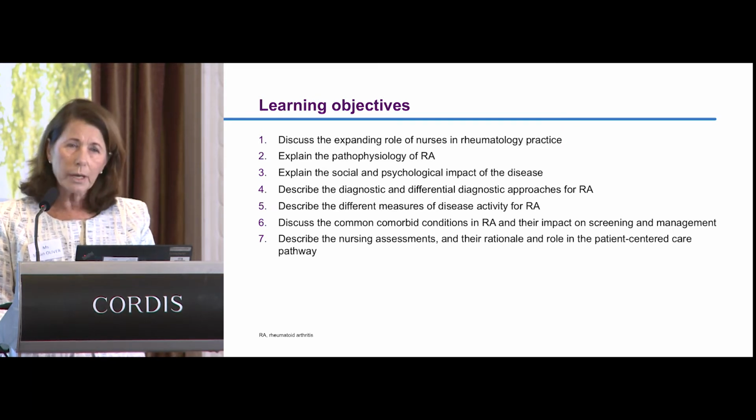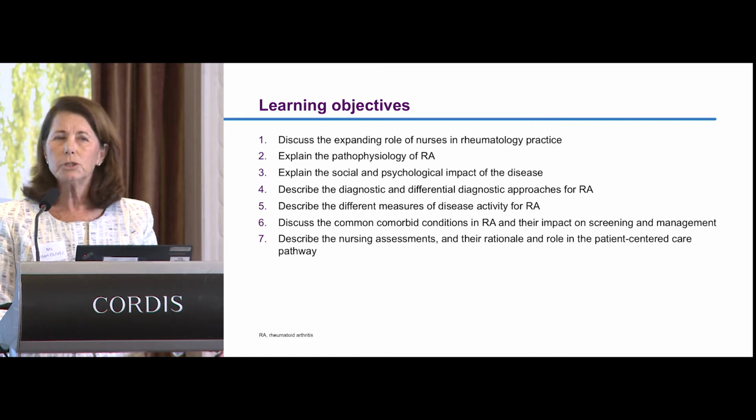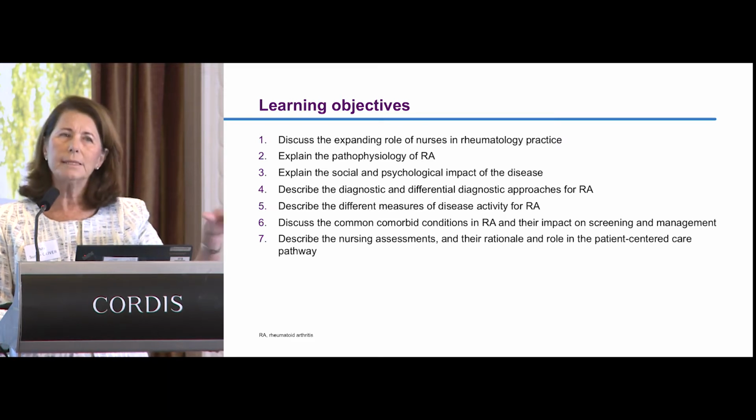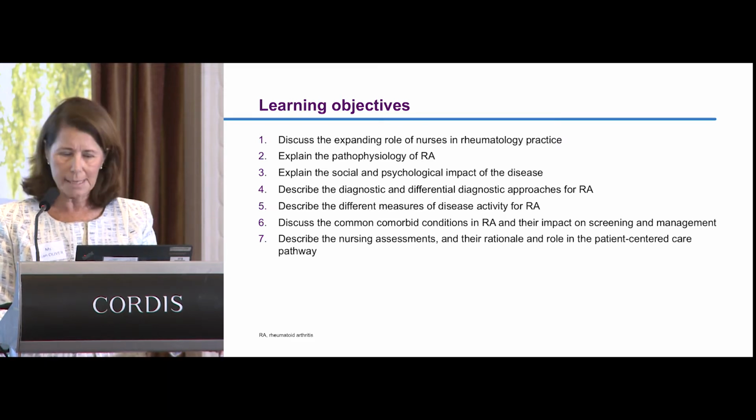And then we are also going to look at some of the different measures of disease activity for RA and discuss some of the issues about comorbidity and their impact on screening and management. And really, all of that is talking about how we assess all of these issues and understand them when we're managing patients in our clinical practice.